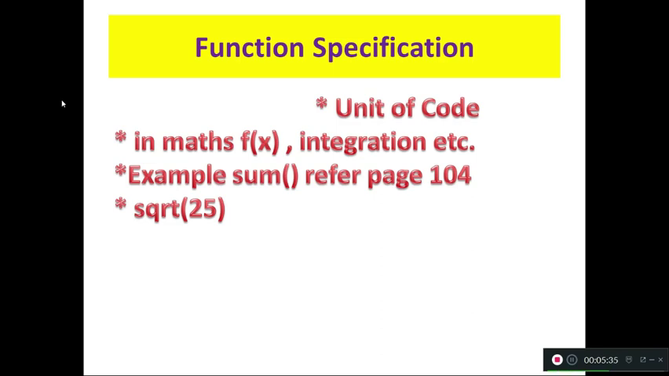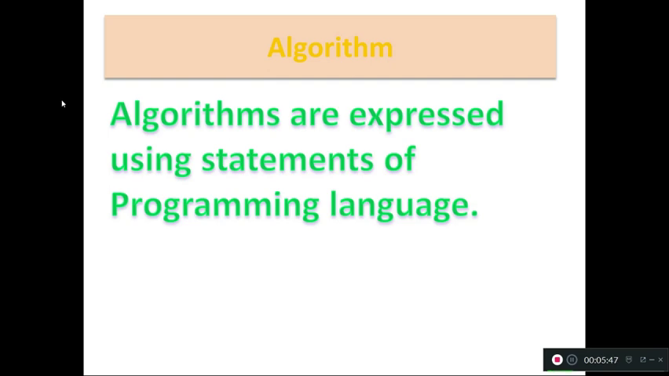And then the next very familiar function is sqrt of 25. What is sqrt of 25? If you give the value sqrt of 25, it gives the output as 5. And then next topic, algorithm. Algorithms are expressed using statements of a programming language. What is a programming language? In first year you studied the Dev C++ program. It's one example of a programming language. This year we study Python as a programming language.